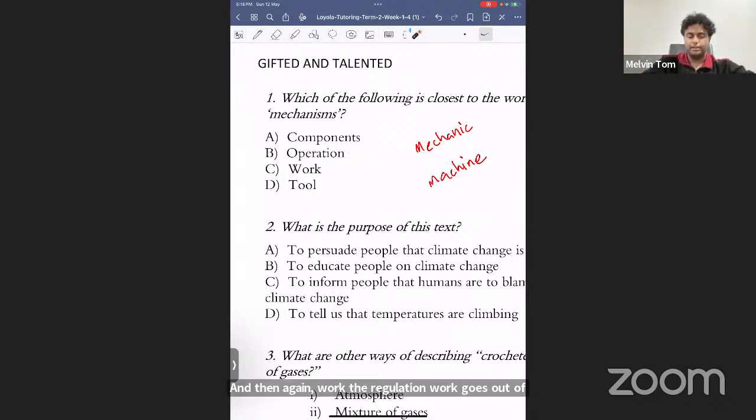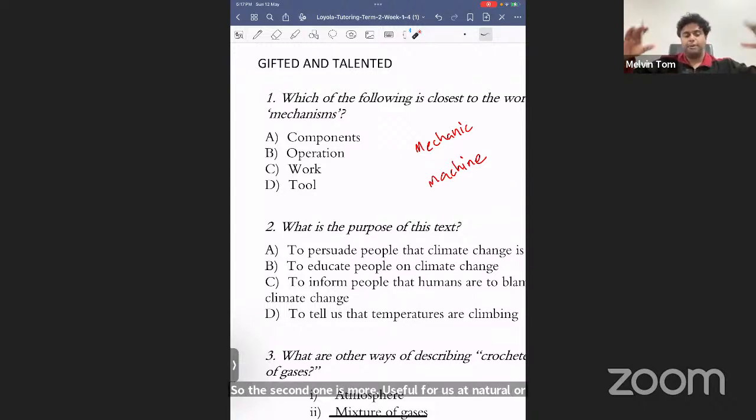The closest one is the regulation operation, because mechanism, if you were to think of what the word actually means, it's usually like a system or things in place that achieves a specific outcome. So let me tell you the exact definition: a system of parts working together in a machine, or a natural or established process by which something takes place or is brought about, right? So the second one is more useful for us: a natural or established process by which something takes place or is brought about.